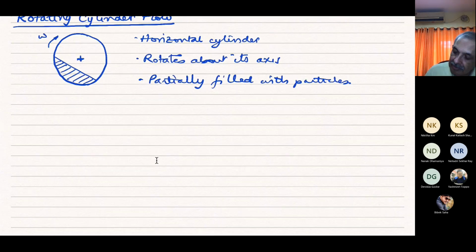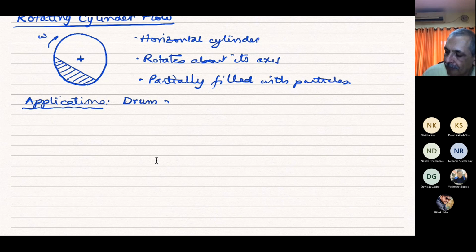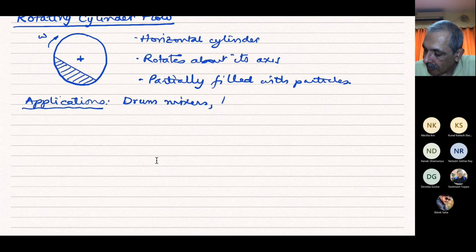With particles. Okay, so this is what the system looks like, and it's used in a very large number of applications in many different industries. So, for example, there could be what are known as drum mixers. If you want to blend two different powders together, you can put them in there and rotate that. Then there are dryers, rotary dryers. Again, same thing.